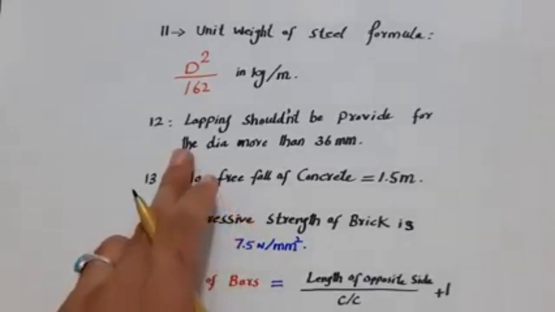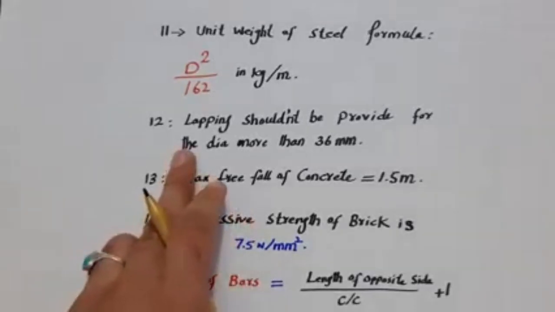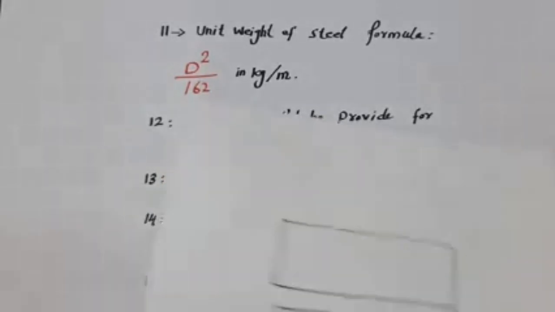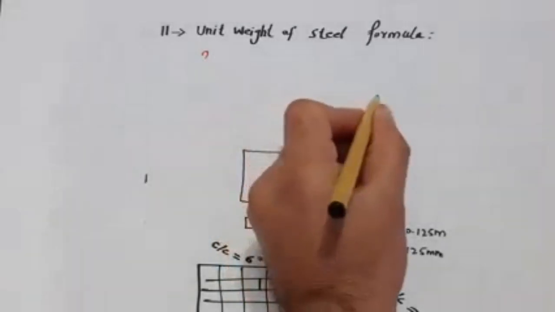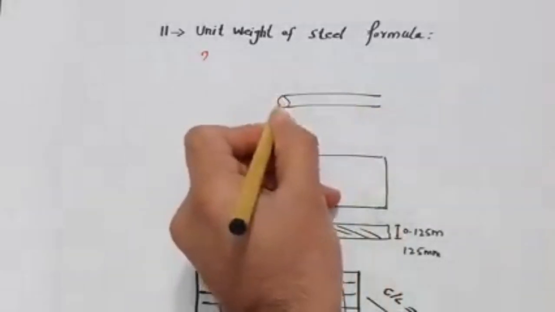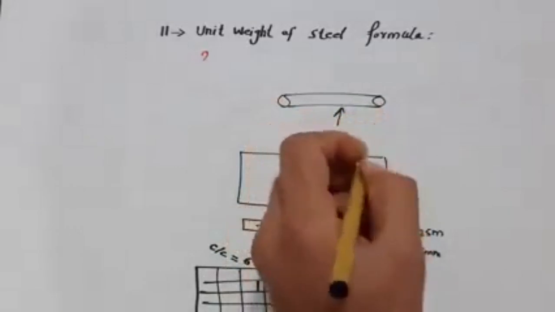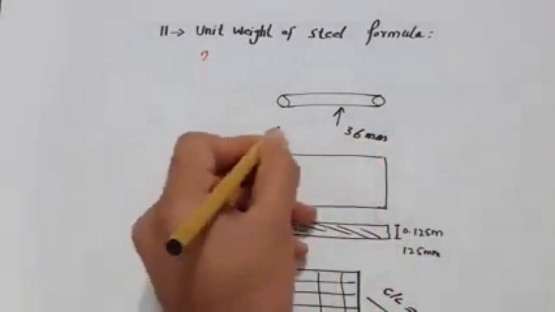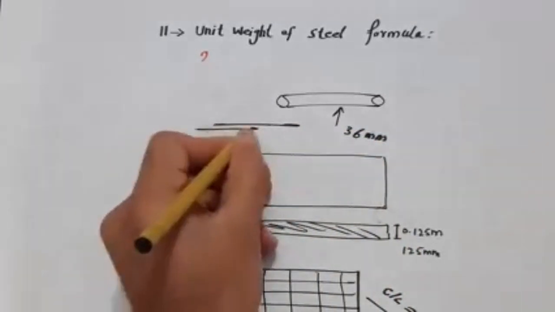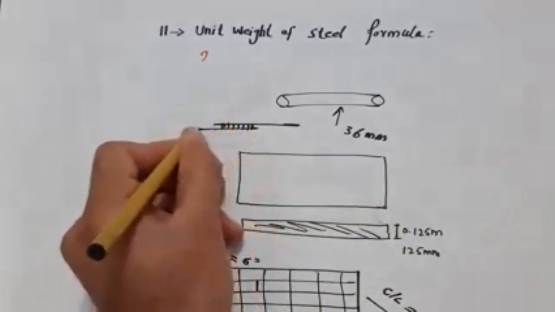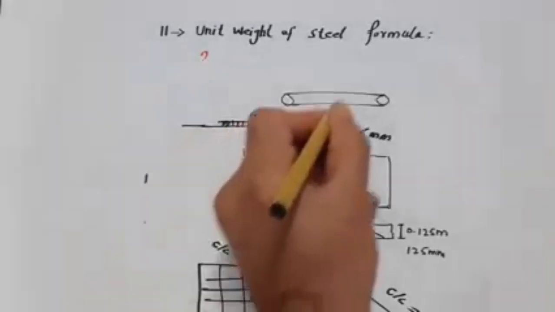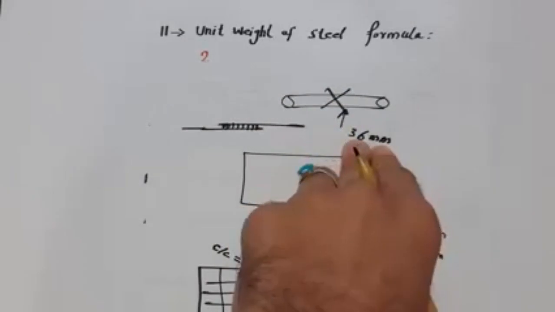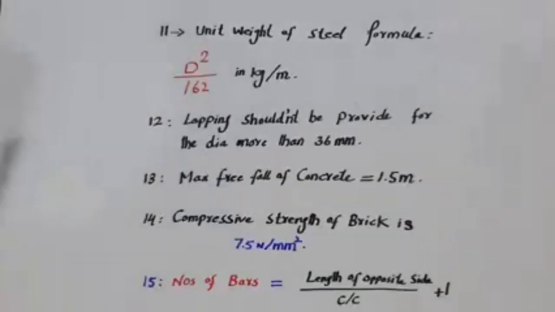Guys, the 12th one is lapping should not be provided for dia more than 36 millimeter. For example, you can see this is a steel rod. If the dia is more than 36 millimeter, the lapping should not be provided. This is lapping, guys, you can see. Less than this you can use lapping. For larger dia you can use the coupler method or any other one.